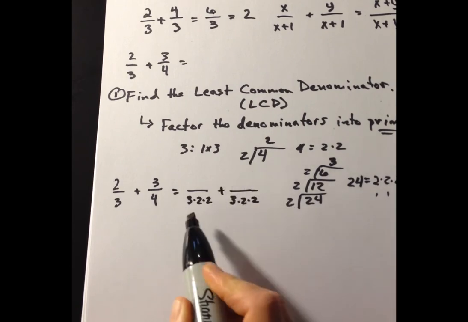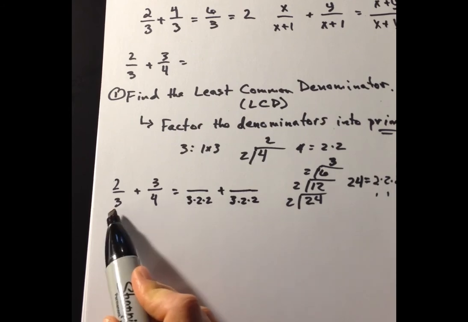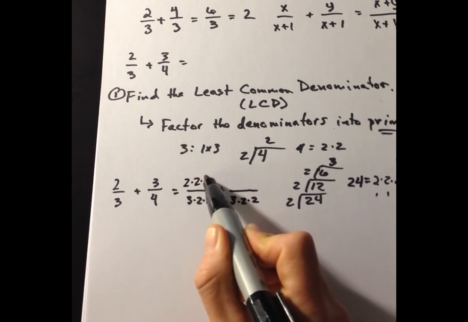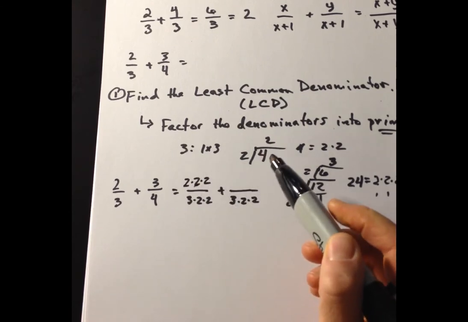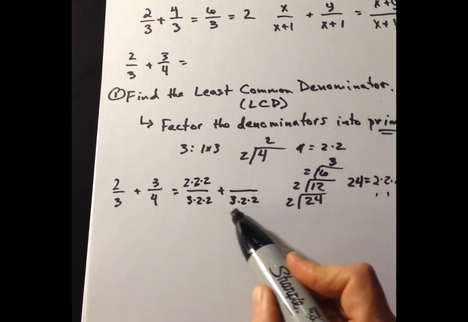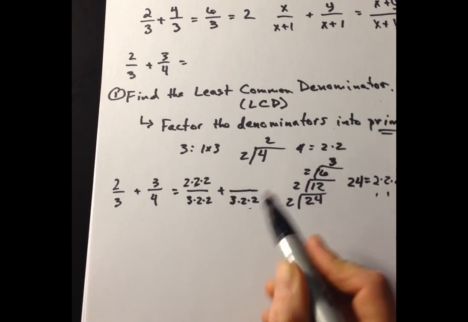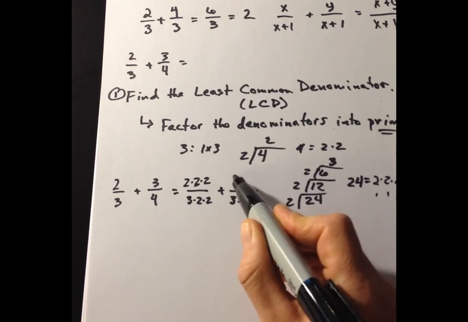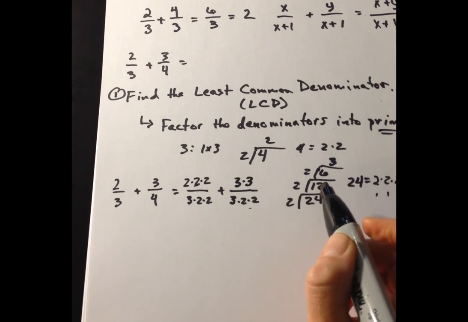Now in the case of this fraction here, I multiplied my denominator by 2 factors of 2. So I've got to do the same thing in the numerator to make sure that the overall value remains the same. And then over here, I multiplied my denominator by another factor of 3. So I've got to make sure I do the same thing up top. So I had my factor of 3 multiplied by the numerator, which is 3.